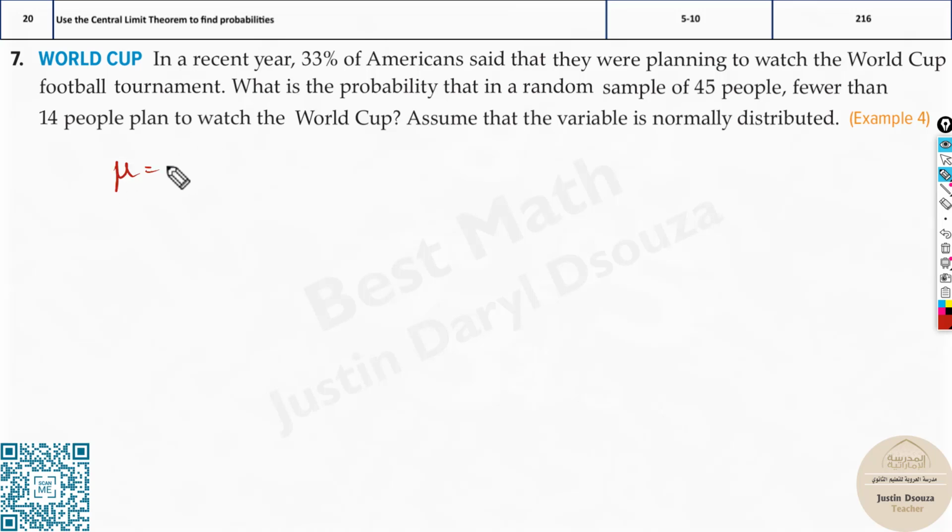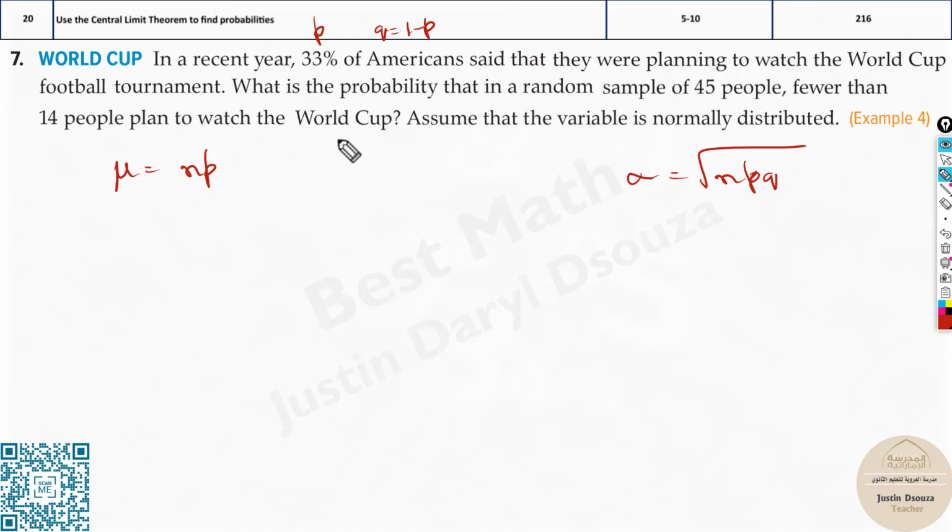Now here they have given you the probability that they were planning to watch, the sample, and the x value as well. In such problems, the mean is not given and the standard deviation is not given, but you have the probabilities. So we have to use the formula mean equals NP. And the standard deviation formula is the square root of NPQ, with probability of success and probability of failure. In a recent year, 33% of Americans were planning to watch. This is P. So what is Q? Q is equal to 1 minus P.